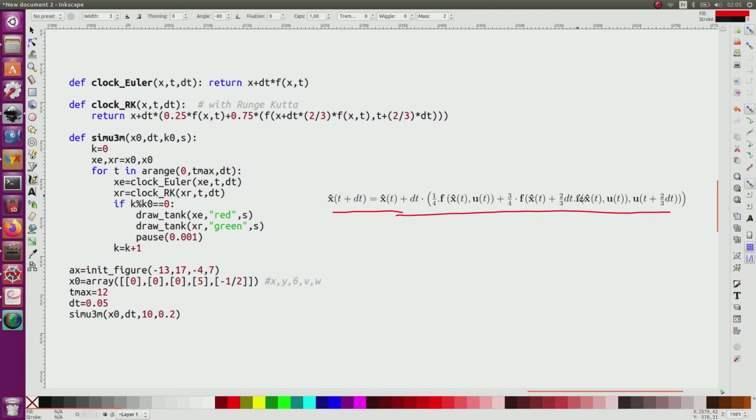and is implemented here, RK like Runge Kutta. So we use a function here, but also here at a different time. So the idea is, when x at time t is here, this is f of x and t. Then the idea is to have a better following of the trajectory.